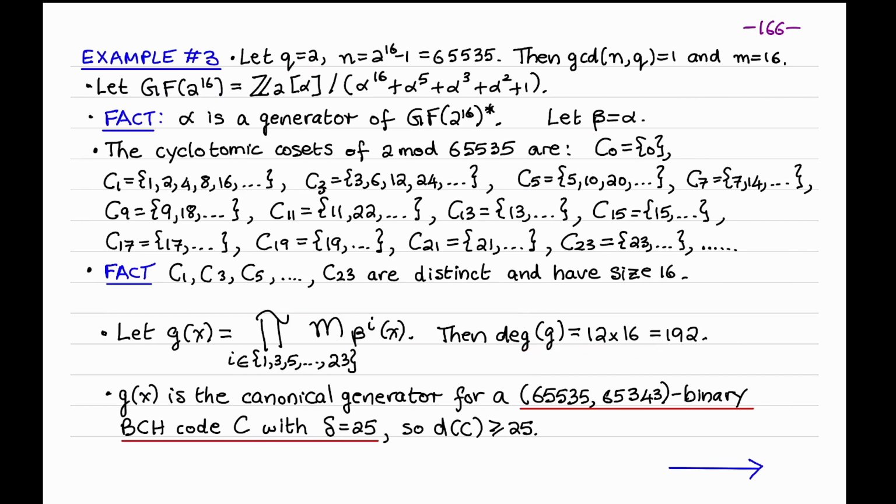So g(x) is the canonical generator for a binary BCH code C of length 65,535, dimension 65,535 minus 192, which is 65,343. Among the roots of g(x) are 24 consecutive powers of beta, from beta to the first to beta to the 24th. And so the BCH code C has design distance 25, and by the BCH bound, its distance is at least 25.